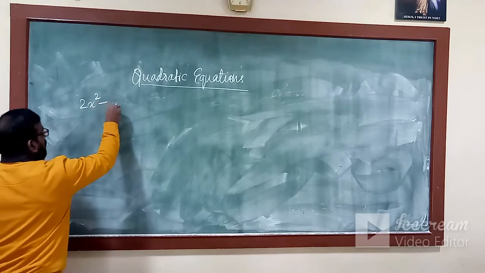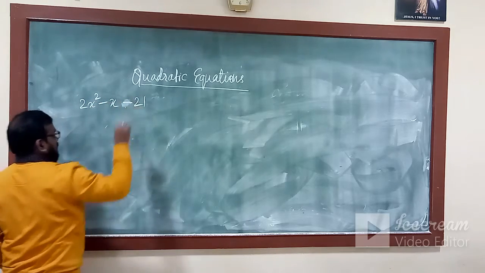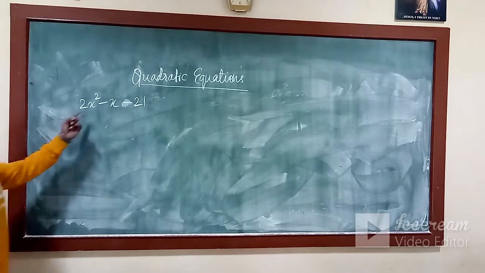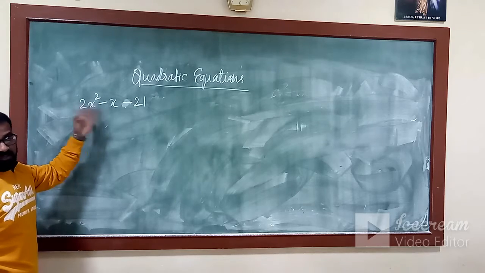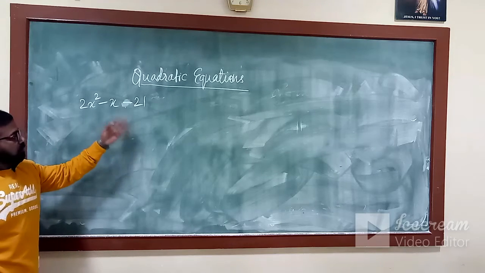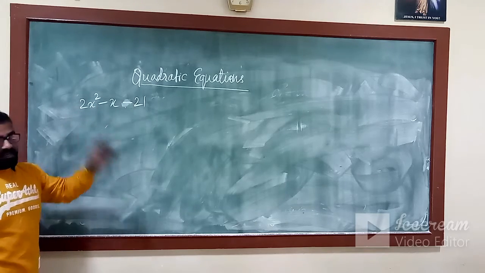Suppose this is my quadratic equation. Now I see in this that the coefficient of x square is not 1. Can we find the roots using this method? Because sometimes it is difficult to split the middle term because of these coefficients.